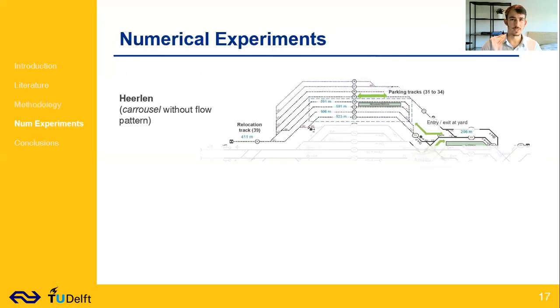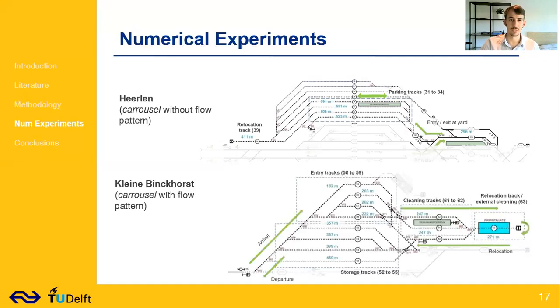It's a carousel shunting yard, which means that tracks are open on both sides, and we do not have flow pattern constraints in this case, which means the tracks can be used in both directions. By contrast, in Klein-Binghorst, our second case study, we have flow pattern constraints. This means that tracks are preferably used in one single direction, as I depict in this figure.